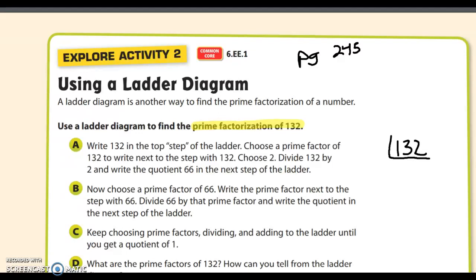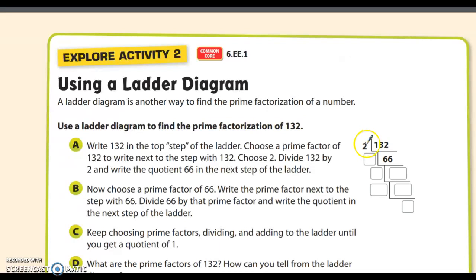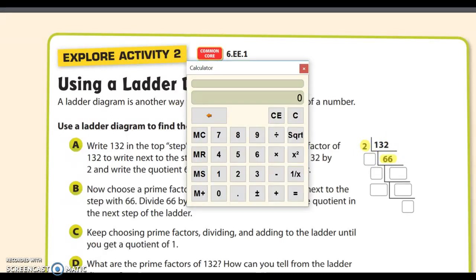Choose a prime factor of 132 to write next to the step with 132. Choose 2. So they're just telling us to choose 2. Now it says divide 132 by 2 and write the quotient 66 in the next step of the ladder. I'm going to go ahead and clear all this because now you understand how to set it up. They put the 2 here and they put the 66 here. I want to point something out to you about 2 and 66. We took our number given to us in the problem, 132, we divided by 2, that's this number, and we got 66, that's this number.